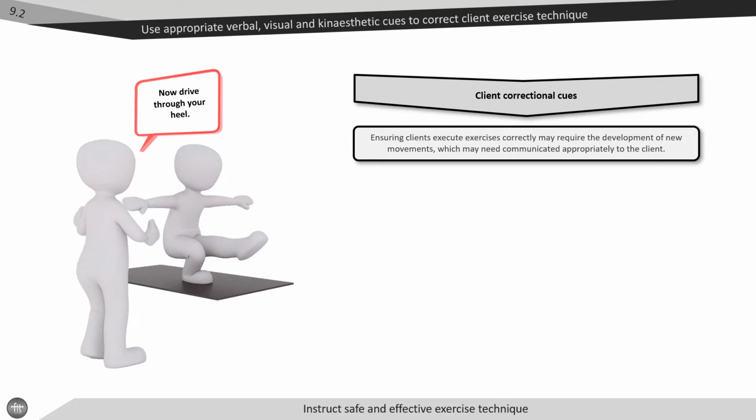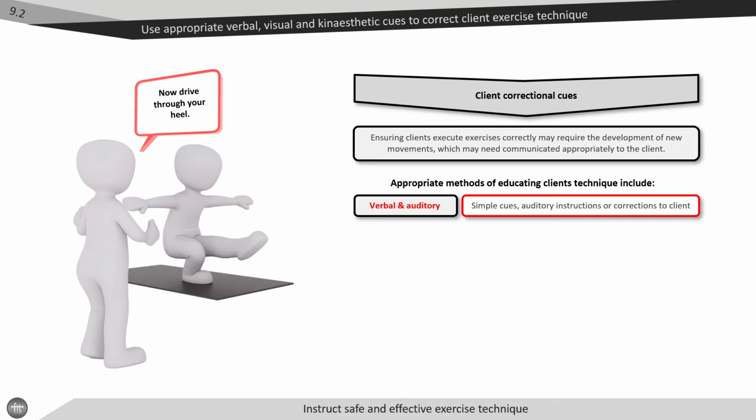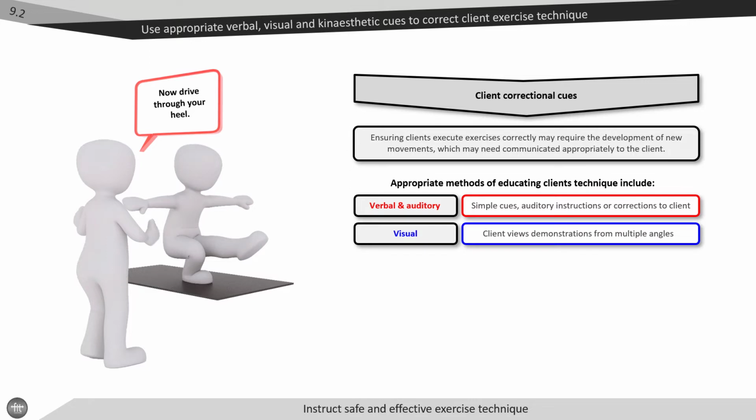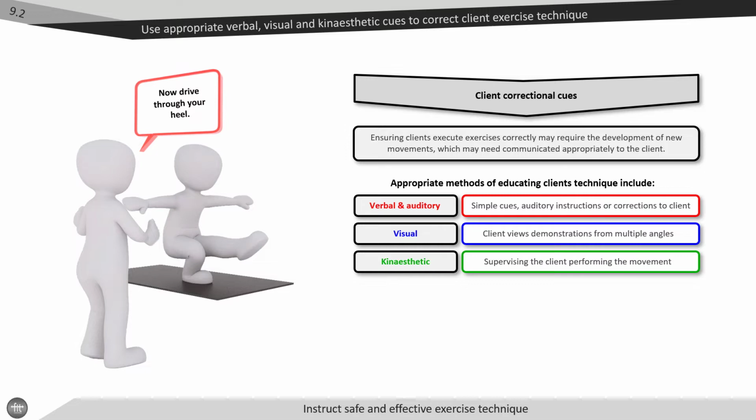These techniques may include a verbal and auditory approach, which may include simple cues, auditory instructions, or corrections to the client. A visual approach may include the client viewing demonstrations from multiple angles, or watching a video or viewing photographs of a technique being performed. A kinaesthetic approach may include supervising the client repeatedly performing the movement, making any alterations if needed.